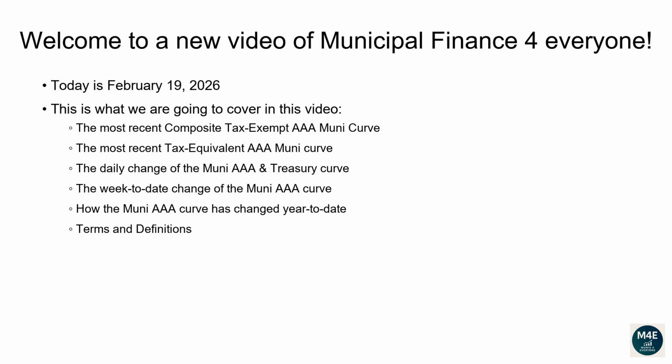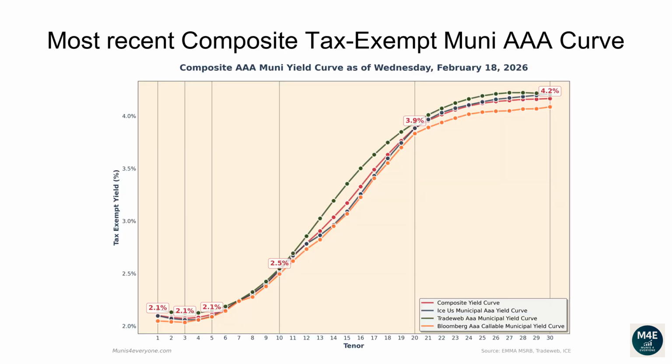Terms and definitions. Let's go over the most recent composite tax-exempt Muni AAA curve. The following composite tax-exempt yield curve is based off the most recent ICE, TradeWeb, Bloomberg yield curves that are available on the MSRB website, plus some proprietary extra adjustments, as of February 18, 2026.